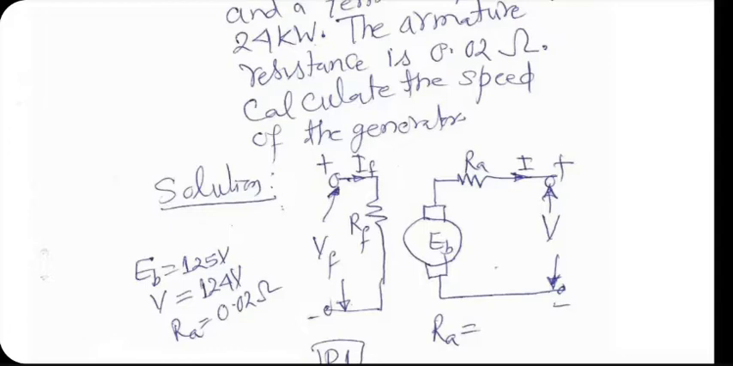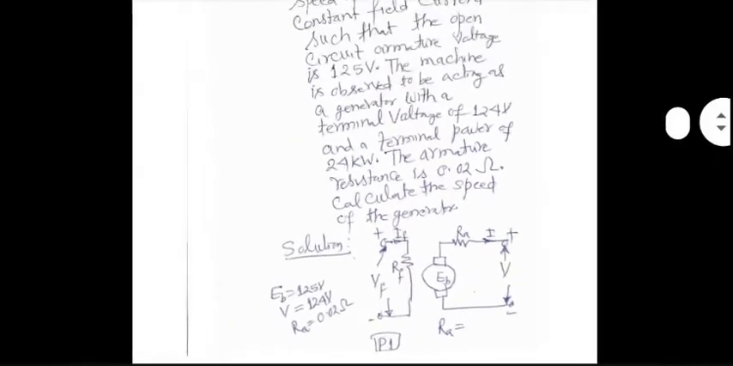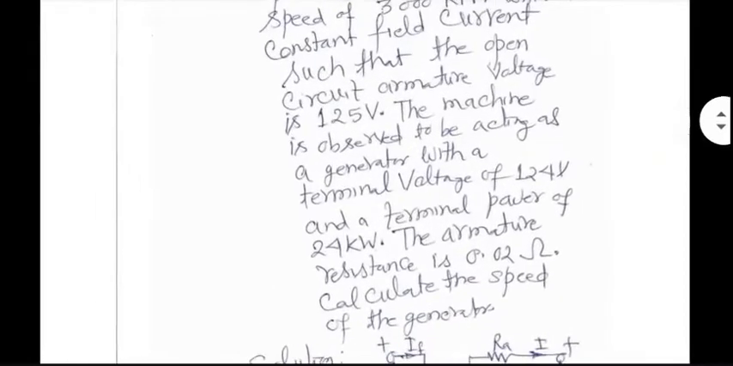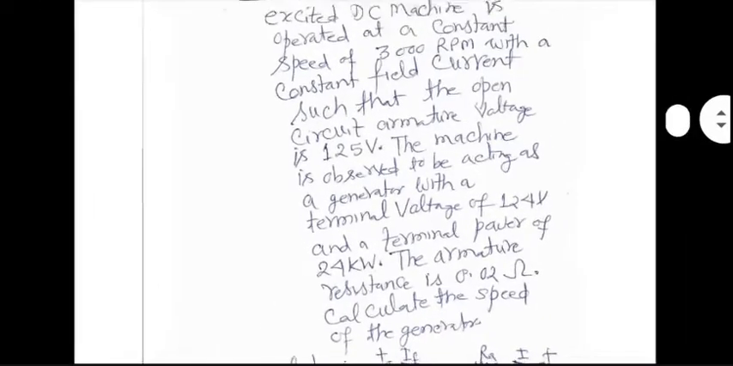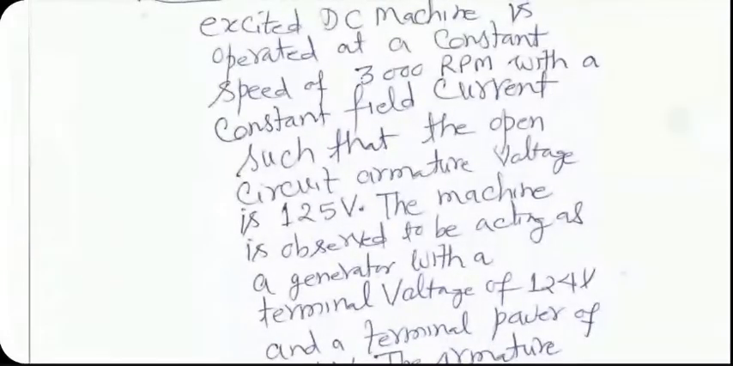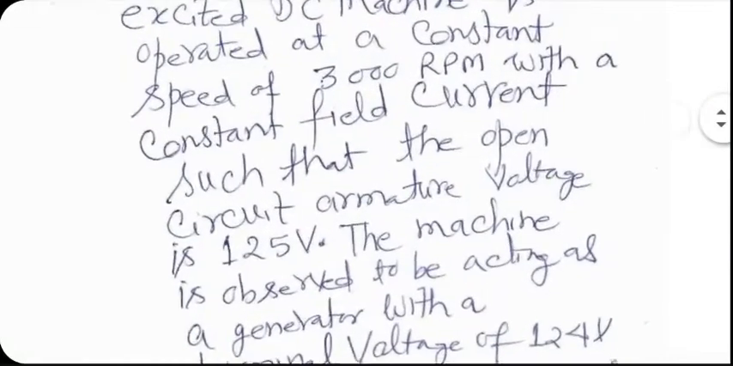So you can see that the regulation is (125 minus 124) divided by 124, multiplied by 100. That much percentage voltage regulation is there. It's quite small, which is good. Armature resistance is given to us as 0.02 ohm. Now, they want us to find the speed when the machine is loaded. When the machine has no load, it is operating at 3000 RPM. That's given to us.